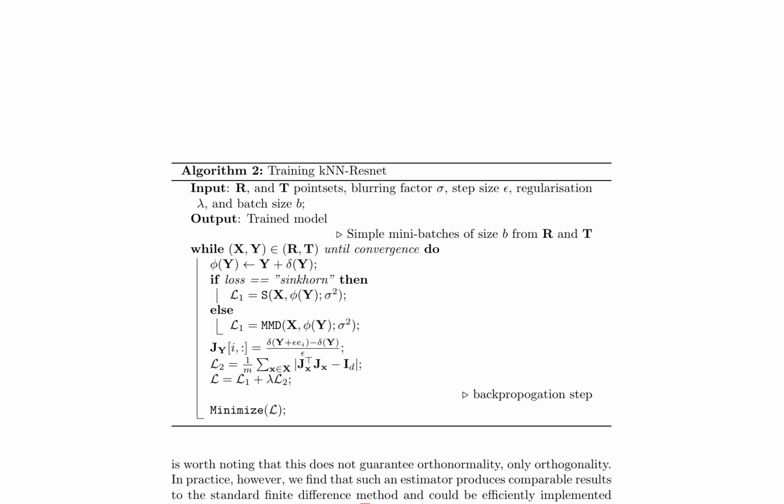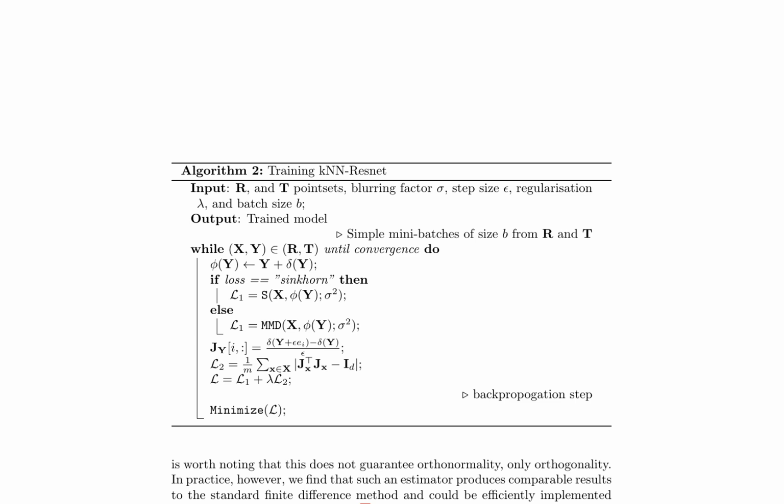at each iteration. L consists of two terms, L1, which measures the similarity between the transformed point sets X and phi, Y, using either Sinkhorn divergence or maximum mean discrepancy, MMD, and L2, a penalty term enforcing orthogonality of the Jacobian matrix J. The Jacobian matrix J is approximated using a finite difference method, computed as the difference quotient of the transformed point sets. The loss function L is then minimized using backpropagation.